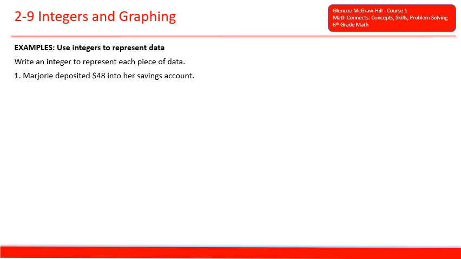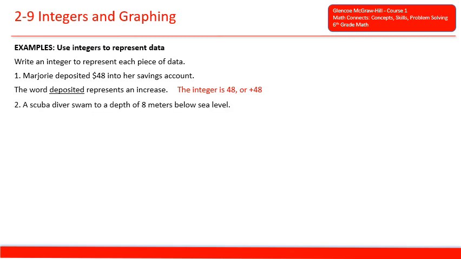Marjorie deposited $48 into her savings account. The word deposited represents an increase, so the integer is 48 or plus 48. A scuba diver swam to a depth of 8 meters below sea level. The word below here means less than. The integer is negative 8.